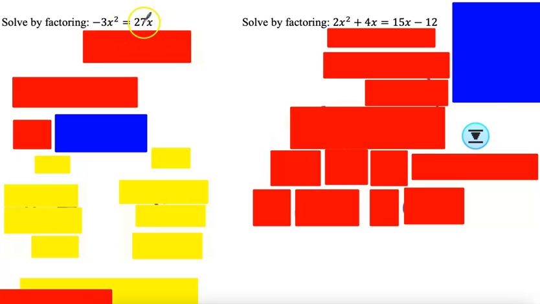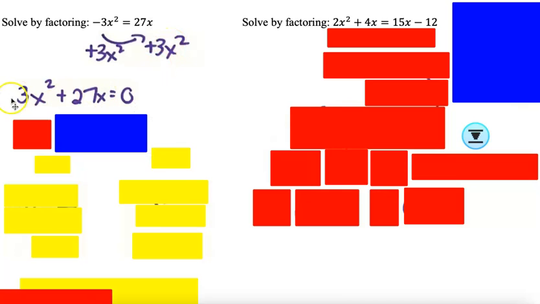Typically, you want to move your terms on the right to the left. However, I noticed that my leading coefficient of my quadratic is negative, and when you factor, you typically want your leading coefficient to be positive. So instead of subtracting 27x and moving it to the left, I'm going to add 3x squared and move it to the right. That would give me a positive quadratic, which is typically what you want when you're factoring. So after moving this to the right, I cannot combine these because I have an x and an x squared, so I'm going to rewrite them. Make sure you write your x squared term first. So I've got 3x squared plus 27x equals 0.